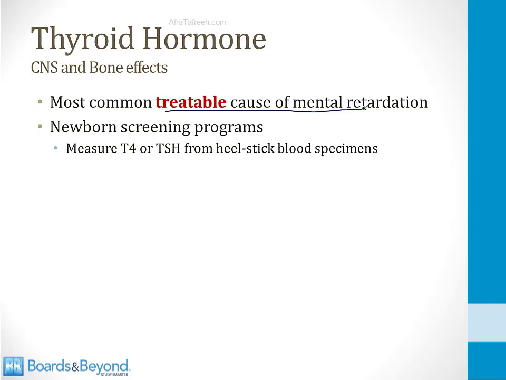Cretinism is the most common treatable cause of mental retardation. Most causes of mental retardation are not treatable, but if you identify hypothyroidism in a baby, you can treat it from birth and the child will never develop the symptoms of mental retardation. For this reason, most states and countries have newborn screening programs in place where they measure a T4 level or a TSH from a heel stick blood sample on newborn babies.